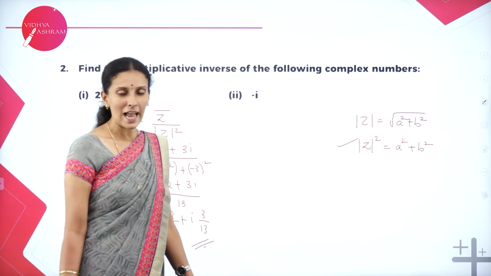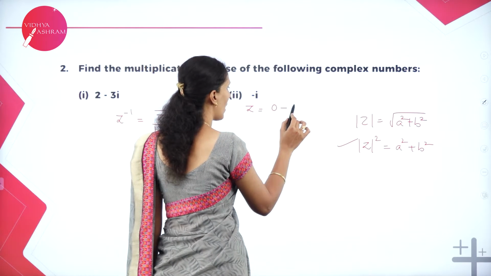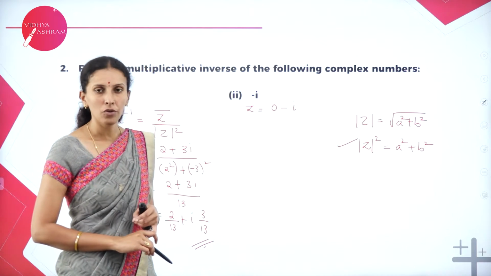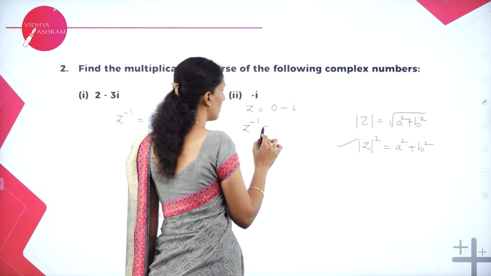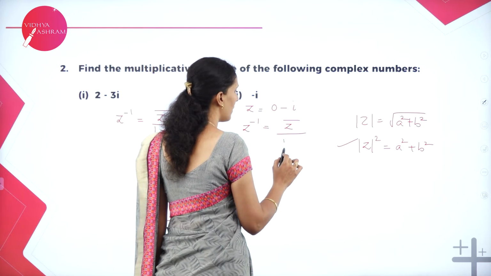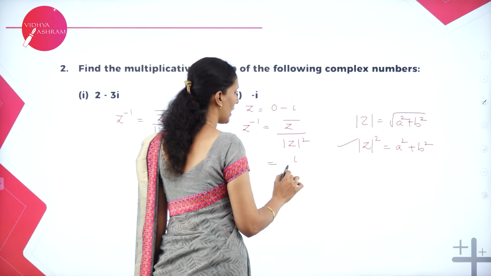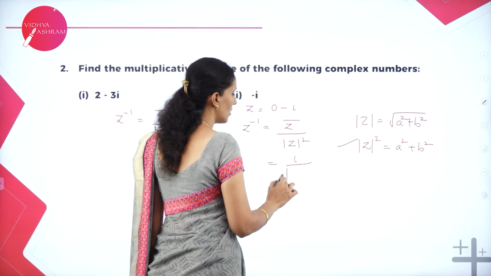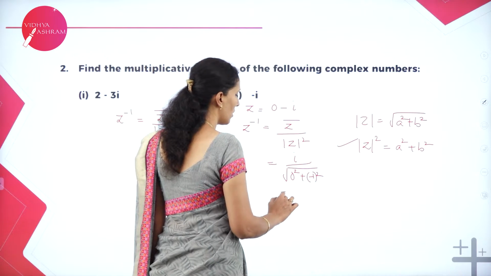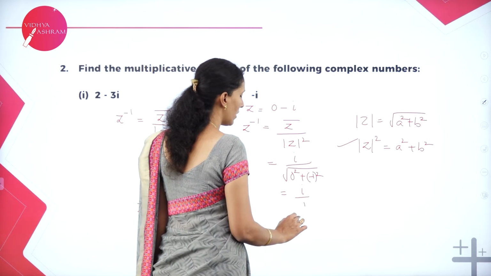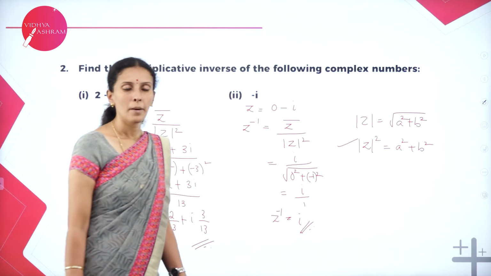Next we have minus i here. So minus i means Z is equal to 0 minus i. Value of A is 0, value of B is minus 1. So Z inverse is nothing but conjugate divided by modulus of Z square. Conjugate of minus i is plus i and mod Z square is 0 square plus minus 1 whole square, which is nothing but 1, so i divided by 1. So therefore i is the multiplicative inverse of minus i.